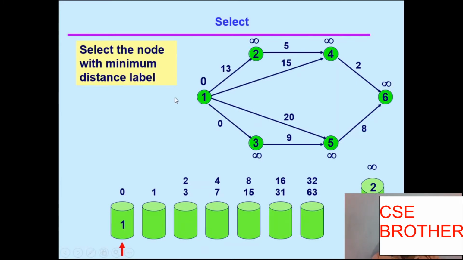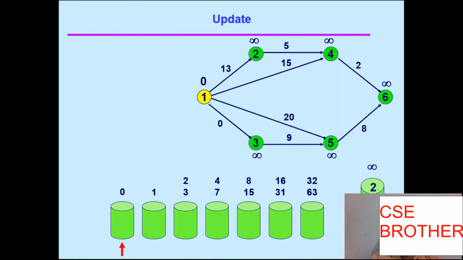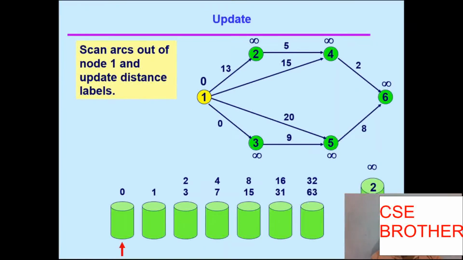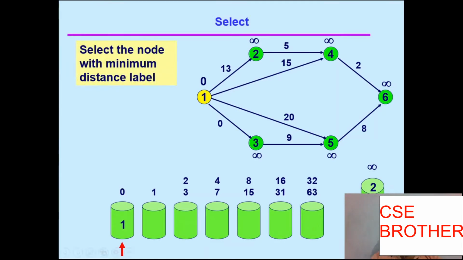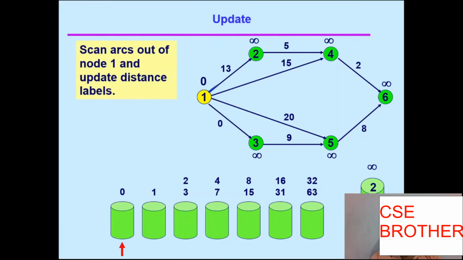Now select the node with minimum distance label, that is node 1 here, as its distance is 0. Now scan node 1 and update the distance labels for the other connected nodes. So we can see here from the first to the second node, the distance is updated. The 13 is written instead of infinity, and the second node will be kept in the bucket ranging from 8 to 15.